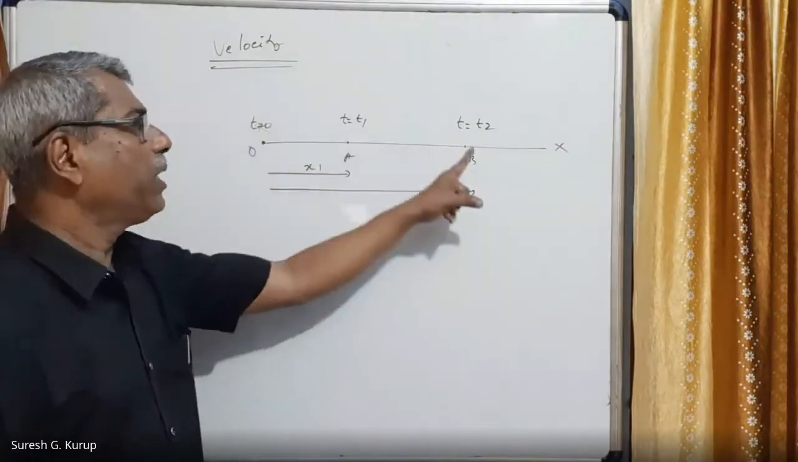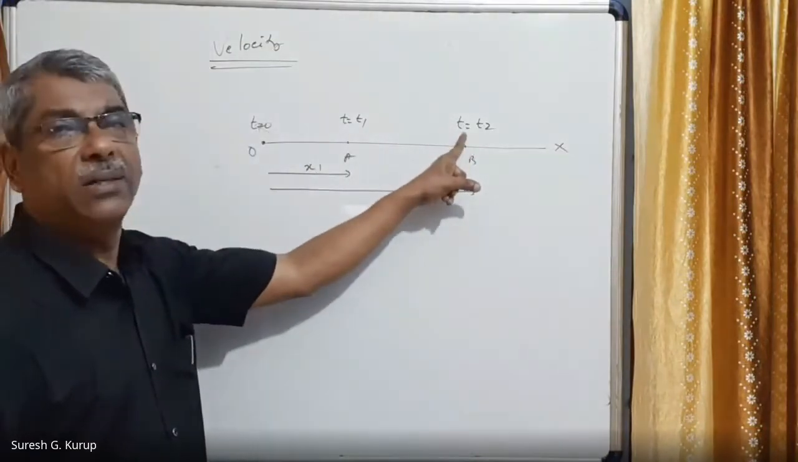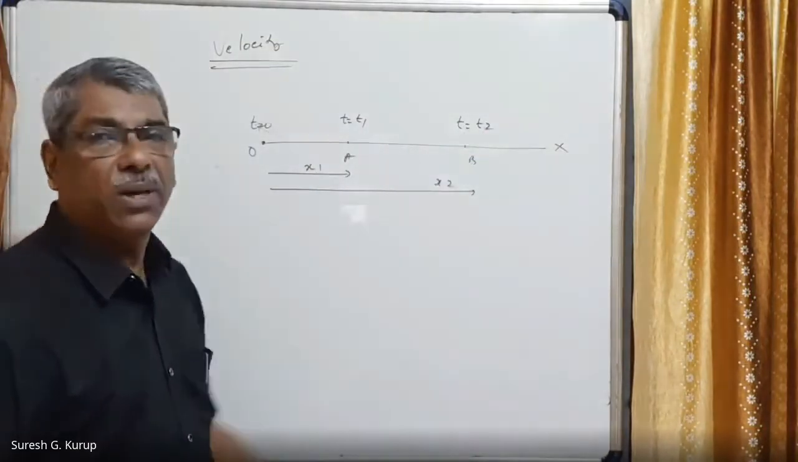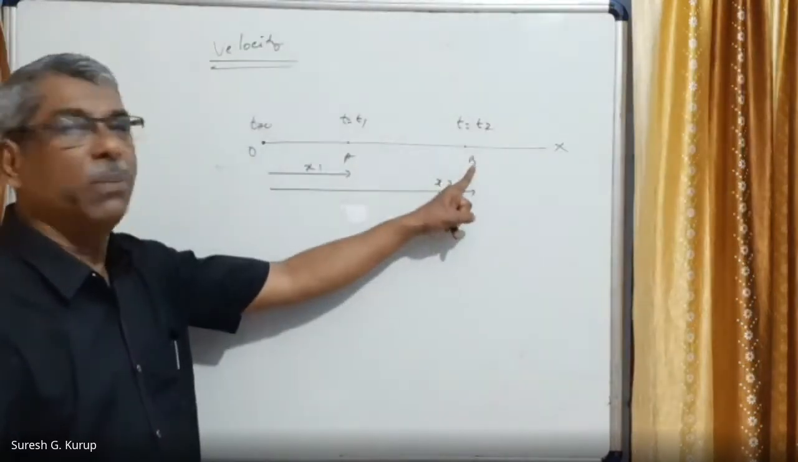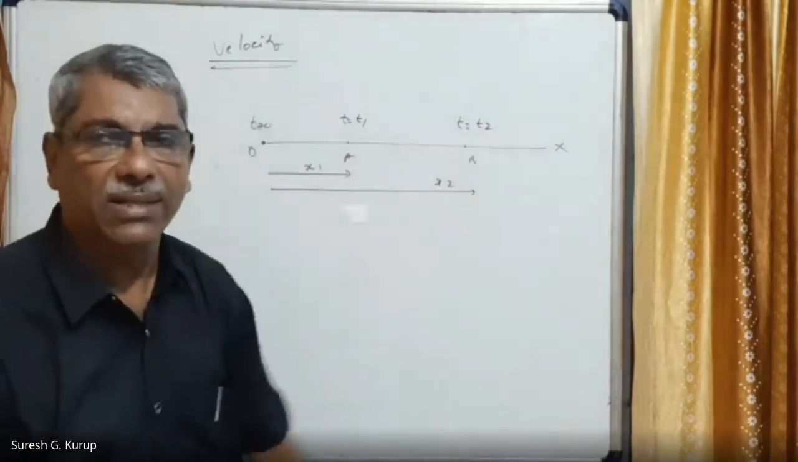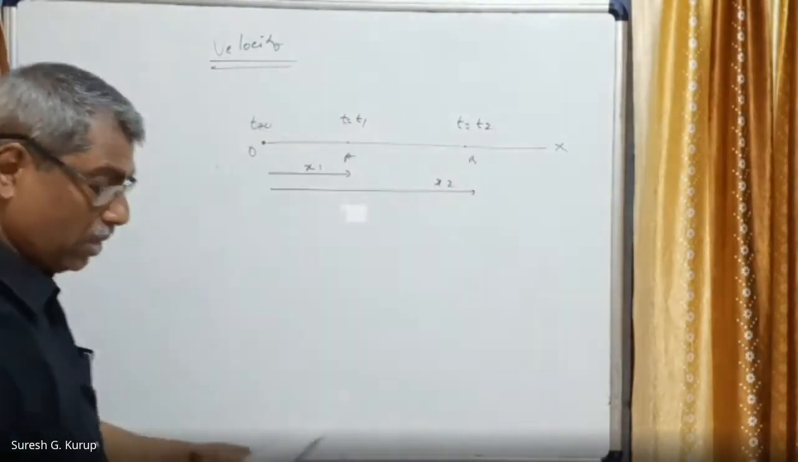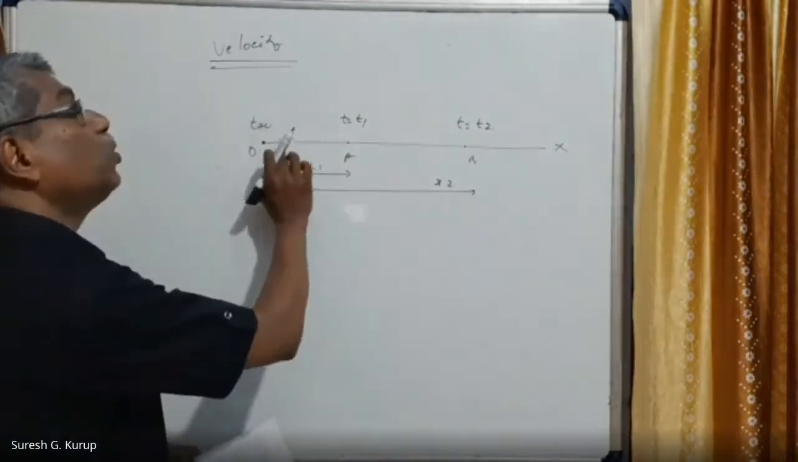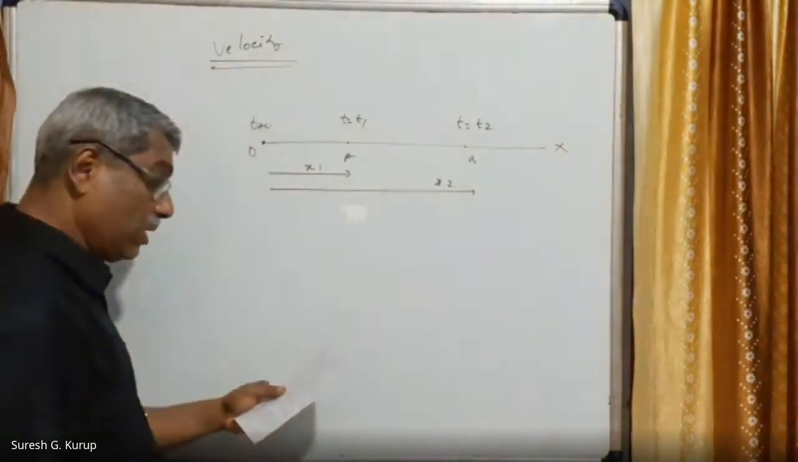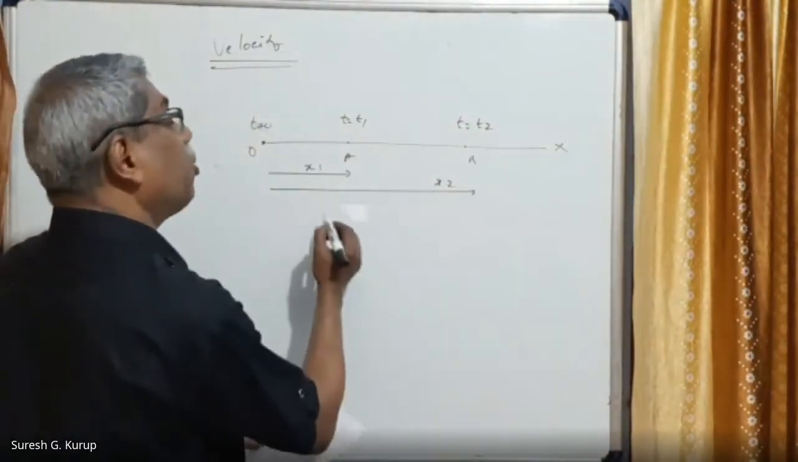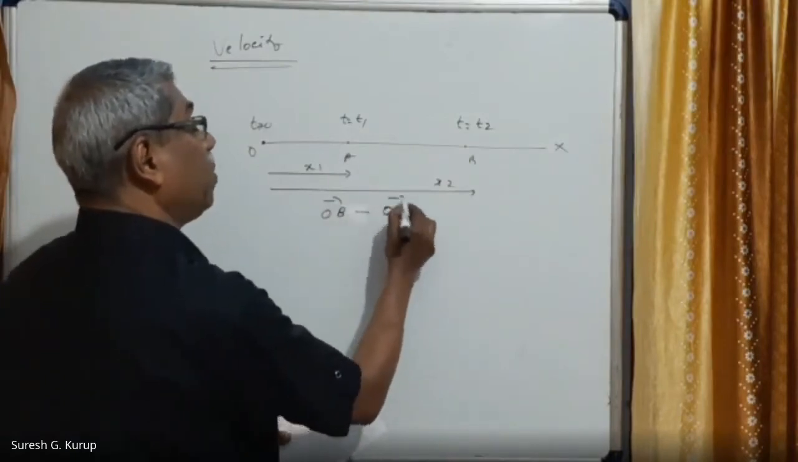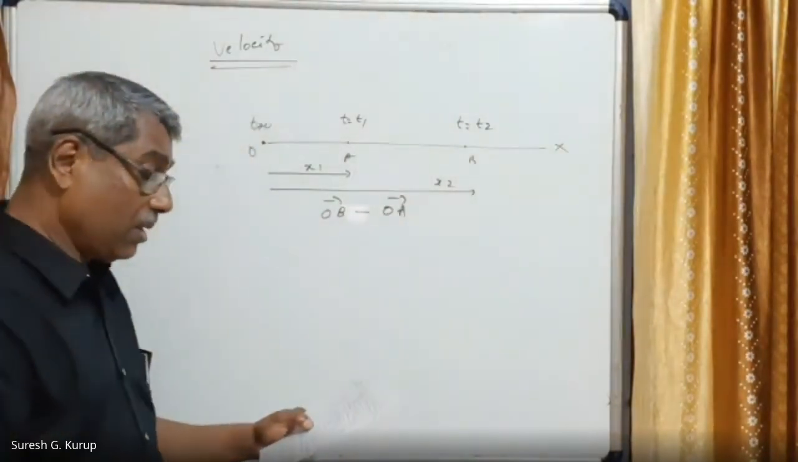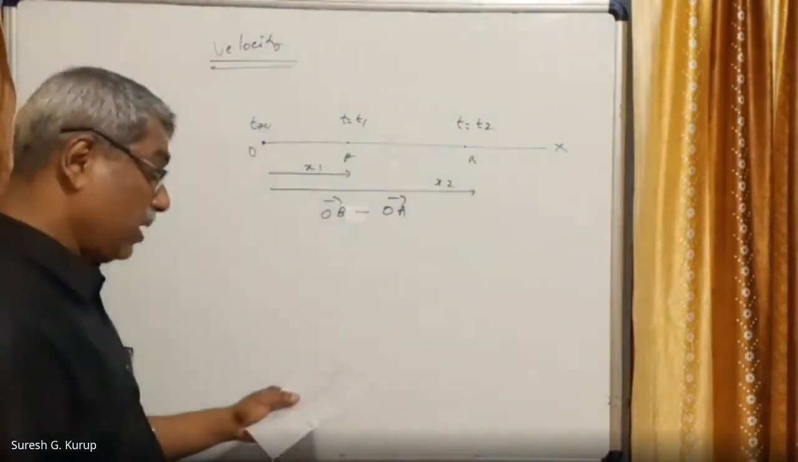And when the body reaches the point P at the time t is equal to t2, the body is traveling along the x-axis, right? Then from t is equal to 0 to t is equal to t2, the total displacement of the body is given by vector OB minus vector OA we can write. Right? Vector OB minus vector OA.